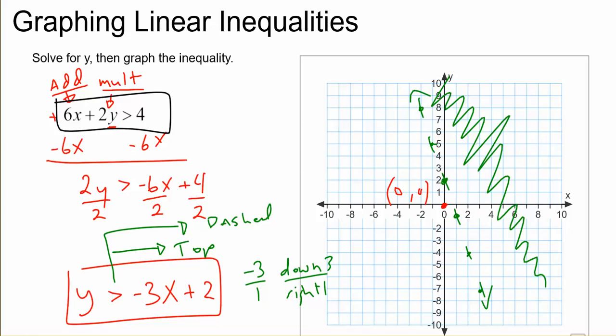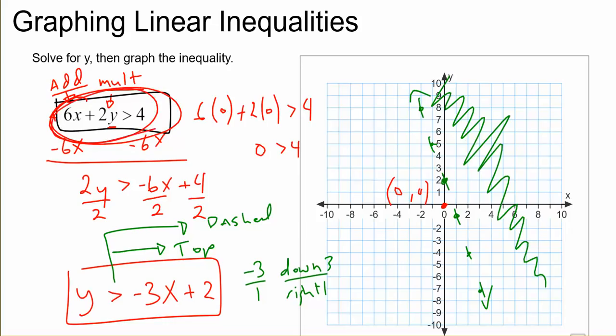So really what we'd have is 6 times 0 plus 2 times 0, and see if that was greater than 4. The reason why we use the point 0, 0 is because when we substitute in a 0, we really don't need to do this because we know that it will just end up being 0, because anytime we multiply by 0, we get 0. So is 0 greater than 4? No. So because that's a no, we'd shade on the other side of the line. If it were a yes, we'd shade on this side of the line.